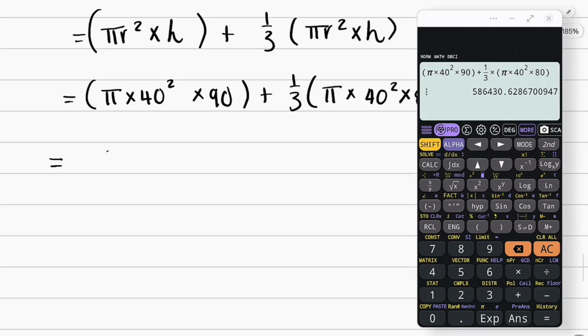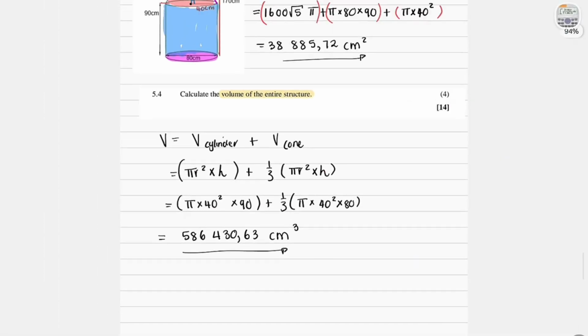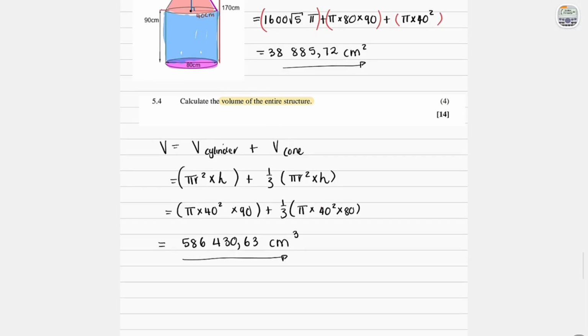And our final answer is 586,430.6, and that 8 is going to round the 2 up to a 3. So 63 centimeters cubed, because we're working with volume, and that is our answer. And that is it for question 5.